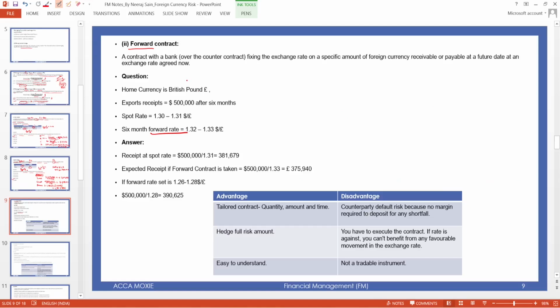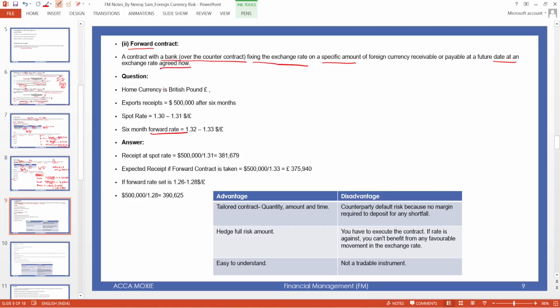This way we can hedge the forward, hedge the risk. A forward contract with a bank is an over the counter contract between two parties. It fixes the exchange rate on a specified amount. How much you want to hedge, you specify, and the date you specify, which is agreed now for the future, right? So let's do one question and you will understand.